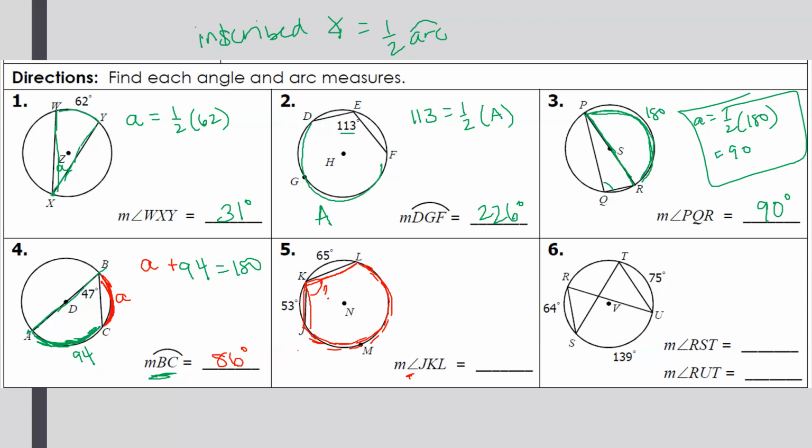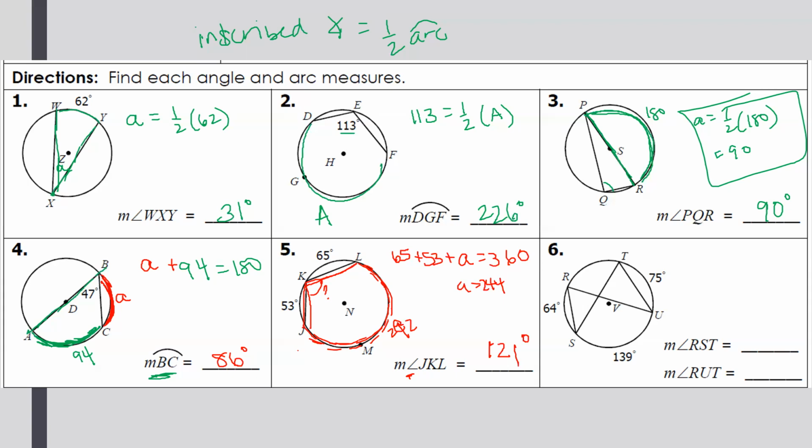I'm going to call my big red arc here lowercase a. So the 65-degree arc, the 53-degree arc, and the missing arc, they have to add to 360. So let's see, that gives us 242. So this red arc is 242 degrees. The inscribed angle is half of the measure of the arc inside of it. So we want to know what is half of 242. That's 121. So the measure of that angle is 121 degrees.